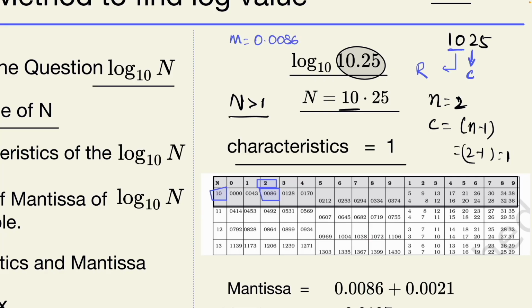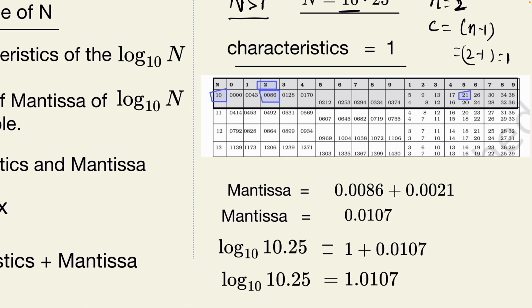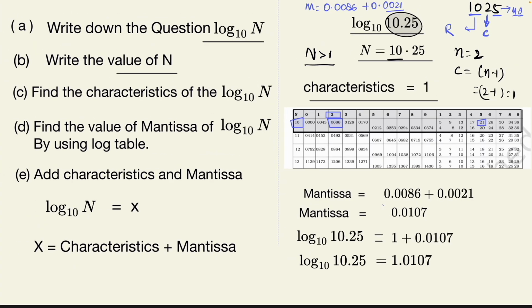So 0086 can be written as 0.0086. Now, what is this unit place? 5. This is the mean difference. So mean difference is 5. Its value is 21. So we write plus 0.0021. So that's what here it is mentioned. Mantissa value is 0.0086. This is getting from the 102, means 10 and 2. And this is from the unit place 5. Now if we add it, it's equal to 0.0107.